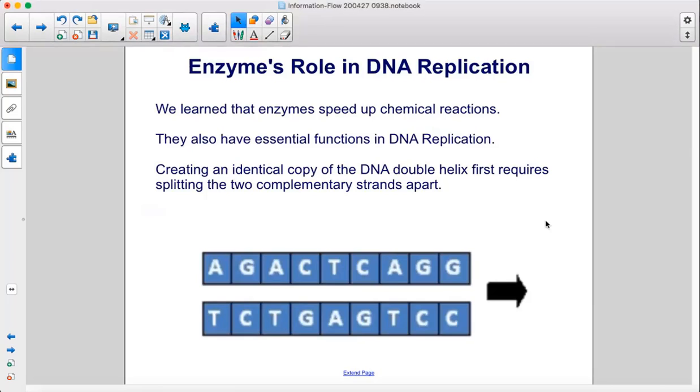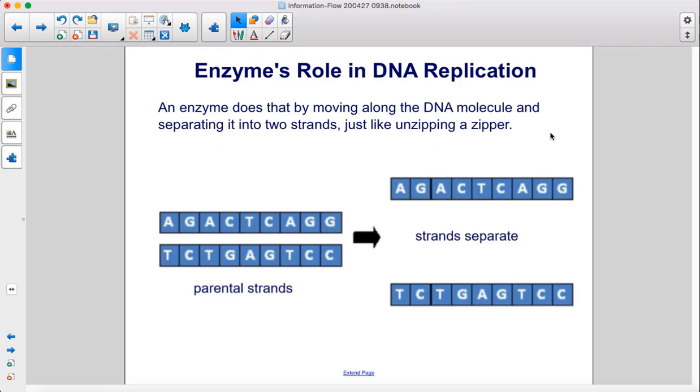We learned that enzymes speed up chemical reactions. They also have essential functions in DNA replication. Creating an identical copy of the DNA double helix first requires splitting the two complementary strands apart.